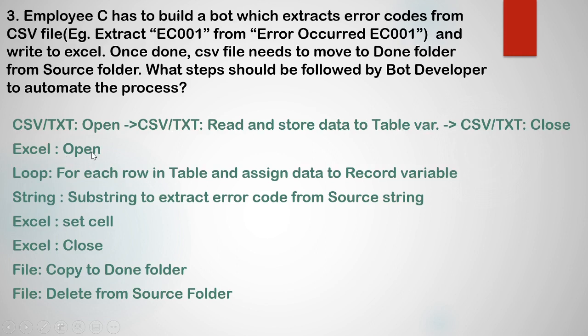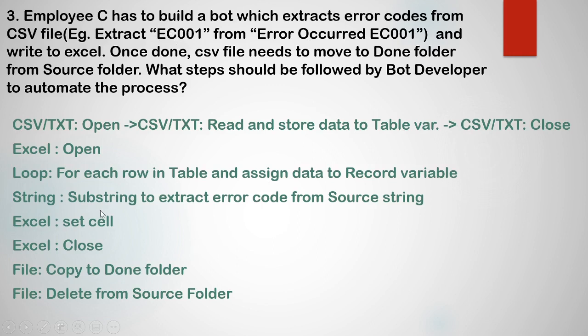Next, we'll open the Excel since we need to write the result in the Excel sheet. Then we will loop through each row in the table variable which stores the result here. So for each row in table, assign the data to a record variable. Then we are going to use the substring action from the string package to extract the error code from the source string. So we'll have to extract this error code from this source string.